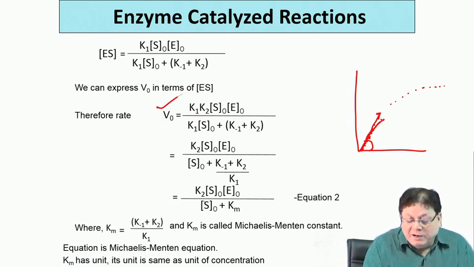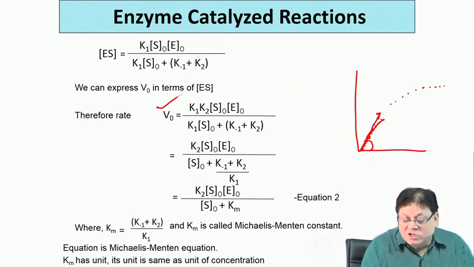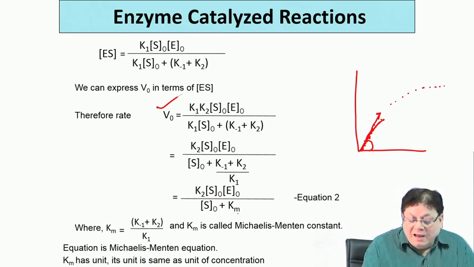V0 ultimately becomes K2, K2 remember it is the breakage of the ES into E plus product, into S0, S0 is the substrate concentration, initial substrate concentration, E0 is the initial enzyme concentration, how much enzyme you have taken, divided by S0 plus Km. Okay.